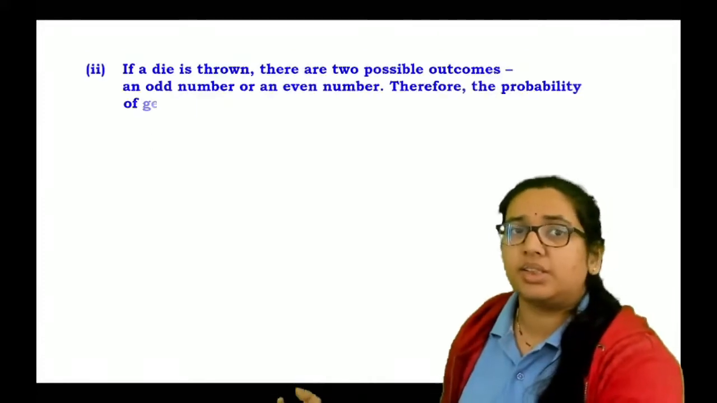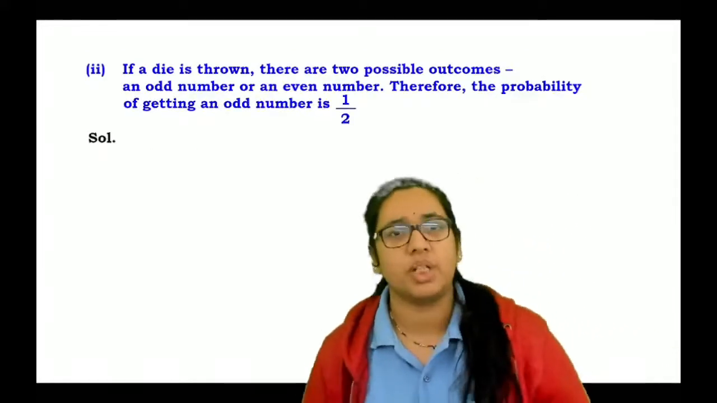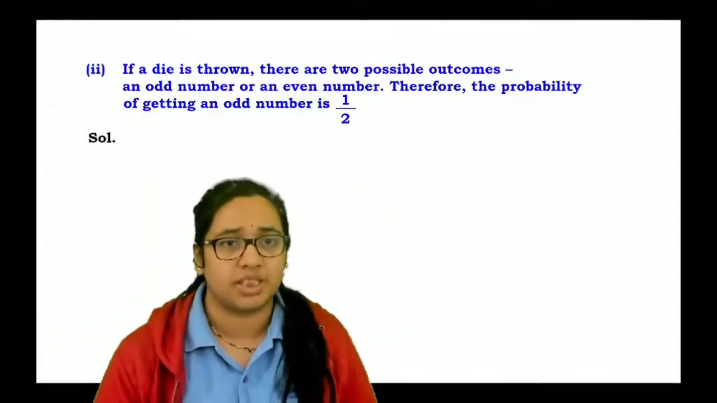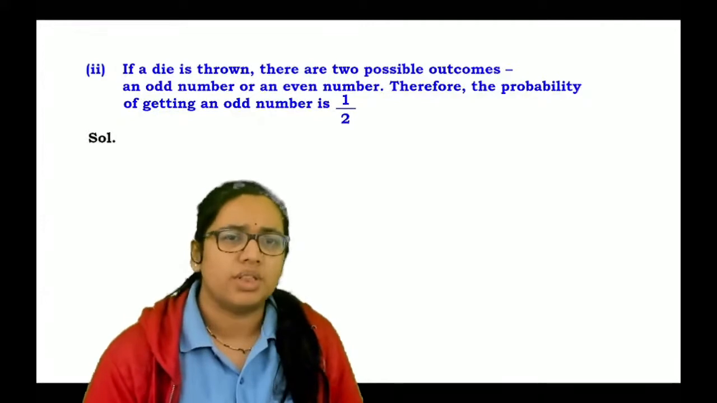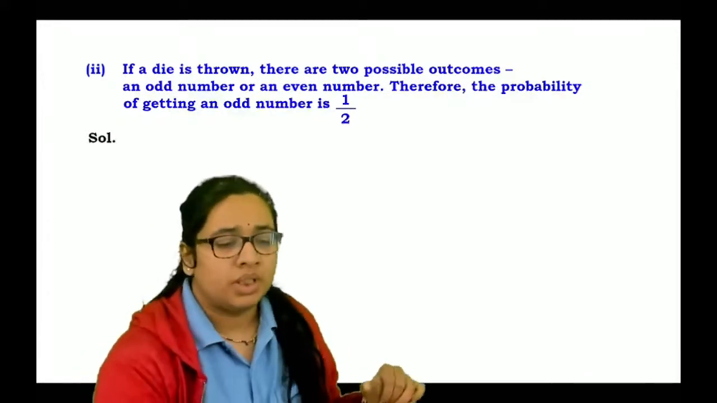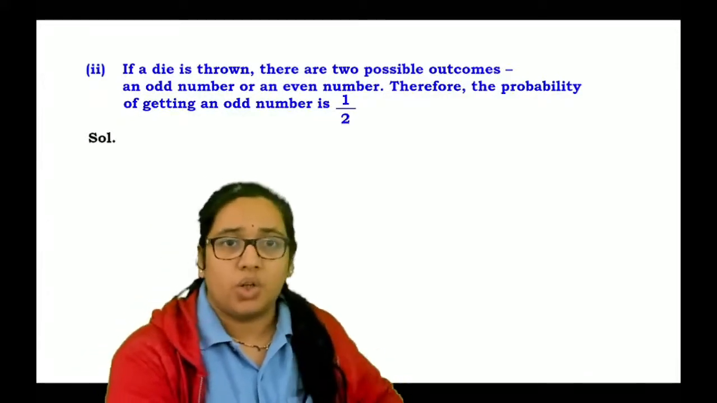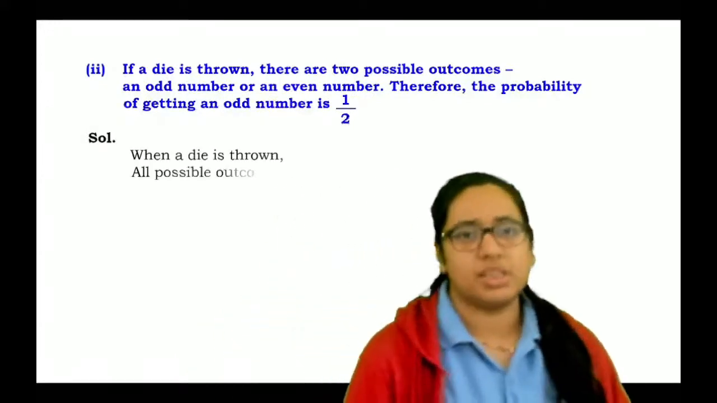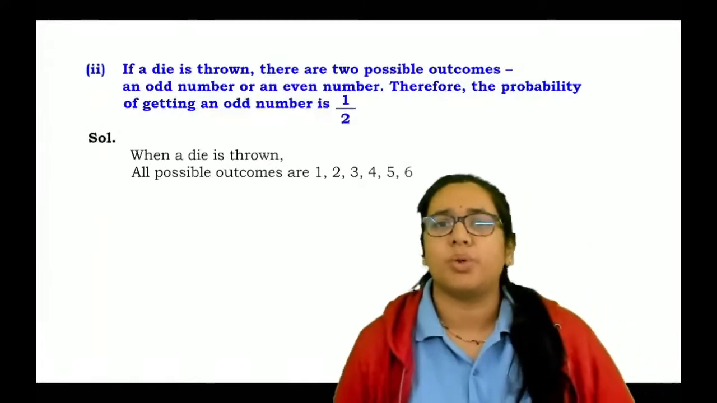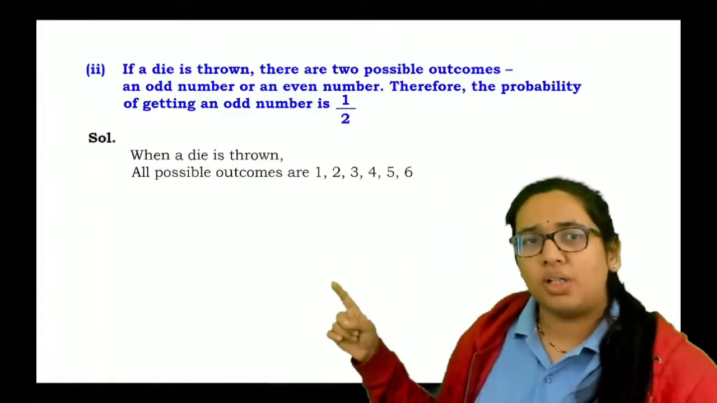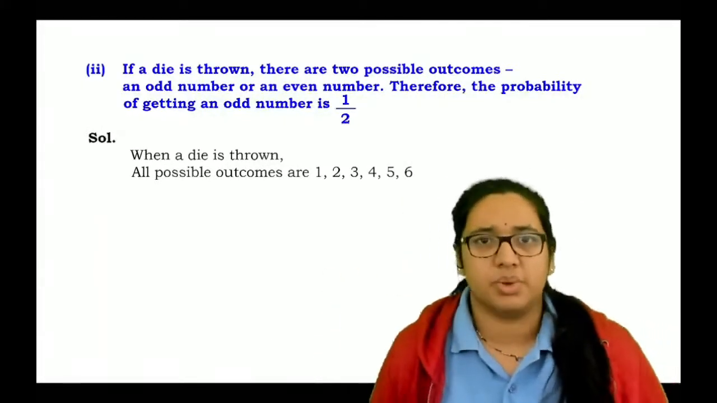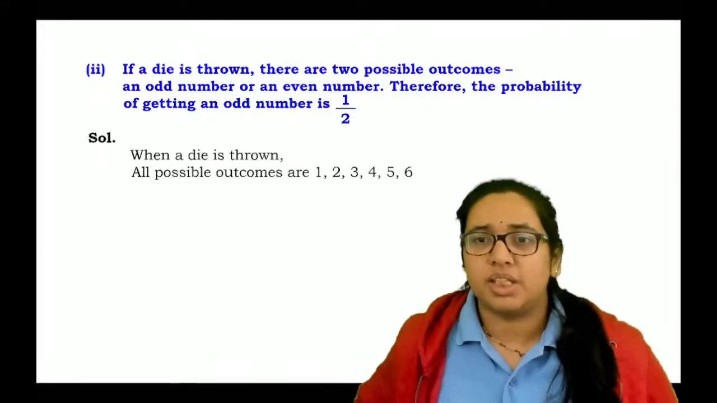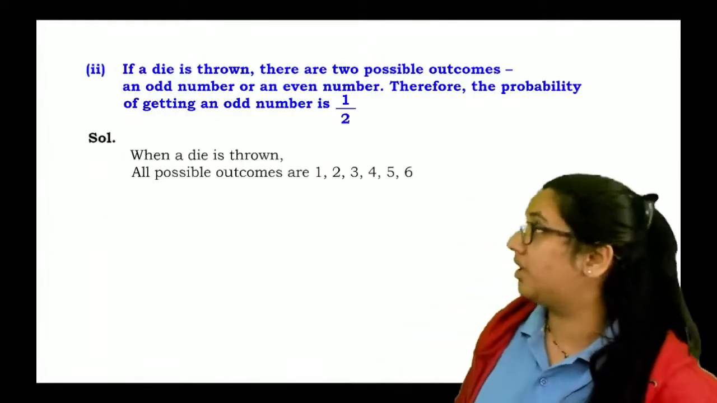They might ask you such types of questions. Okay. So for that, what we have to do first of all is just recognize which random experiment they are talking about. And once you get that, you can obviously solve it. You can write all the possible outcomes. See, if a die is thrown, there are two possible outcomes, an odd number or an even number. Therefore, the probability of getting an odd number is 1 half. So, this is our given argument.